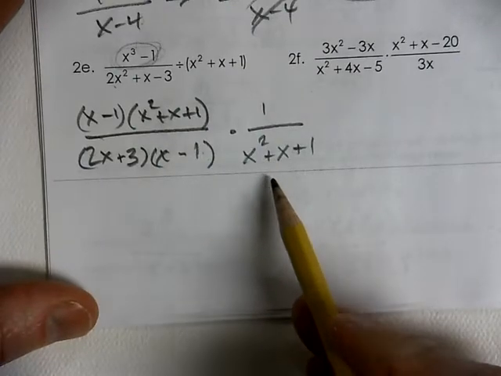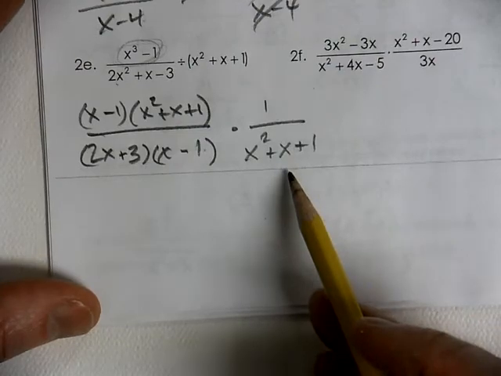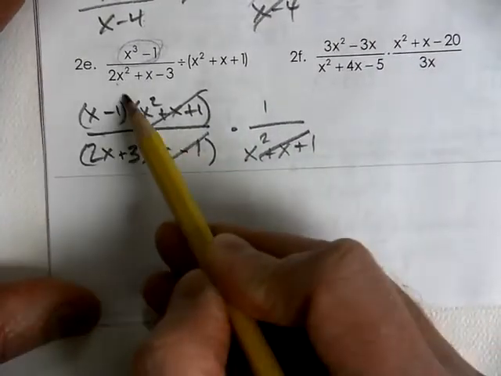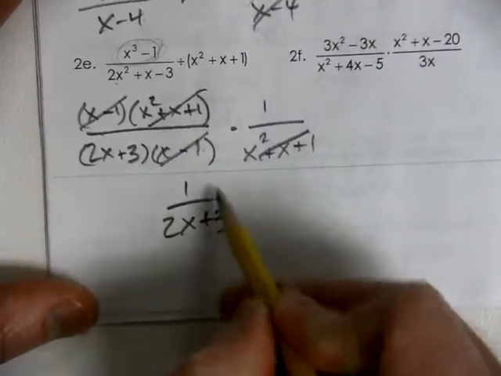And this is not factorable. Nothing multiplies to be 1 and adds to be 1. That actually makes common denominators, and here we can cross off, so we're left with 1 over 2x plus 3.